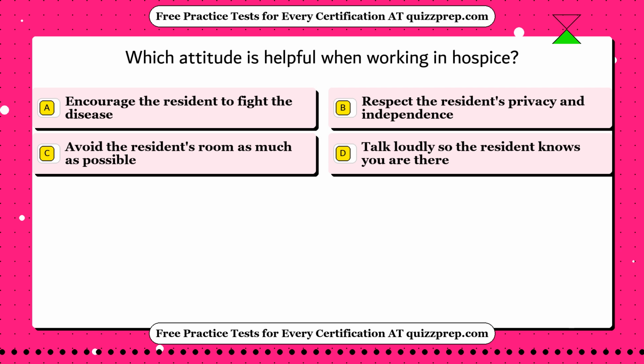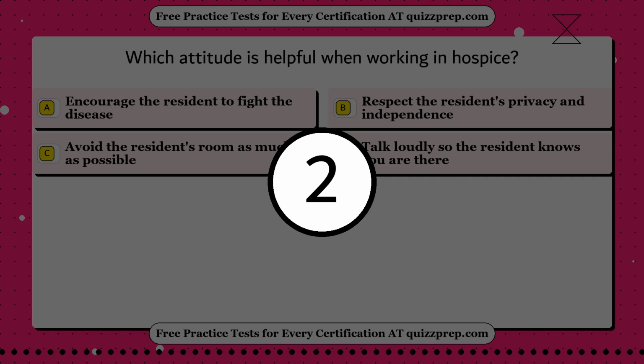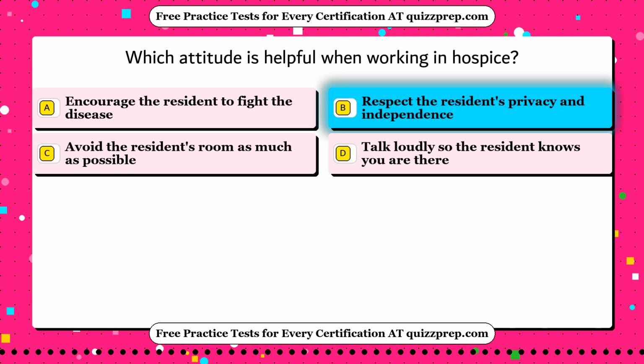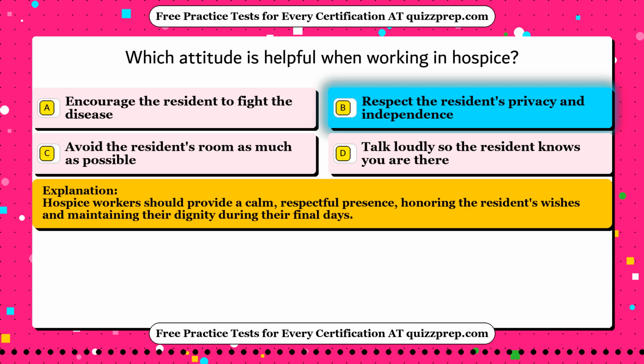Question 58. Which attitude is helpful when working in hospice? Option A, encourage the resident to fight the disease. Option B, respect the resident's privacy and independence. Option C, avoid the resident's room as much as possible. Option D, talk loudly so the resident knows you are there. The correct answer is option B, respect the resident's privacy and independence. Hospice workers should provide a calm, respectful presence, honoring the residents' wishes and maintaining their dignity during their final days.